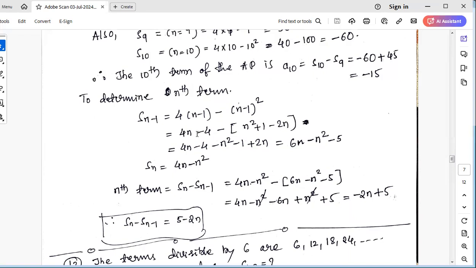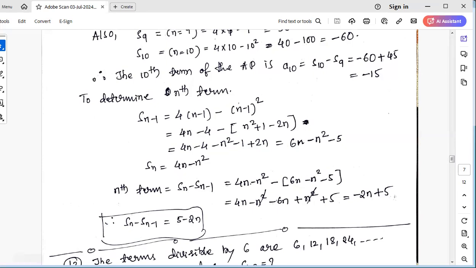Okay. Next. So this is 4n minus 4, and multiply this minus sign into the bracket. It becomes minus n square, and this minus 1. And minus of minus is plus 2n. So this is equal to 6n. How? 4n is here, and 2n is here.